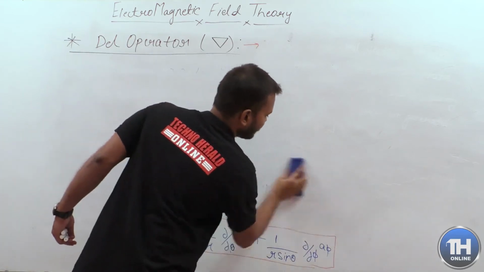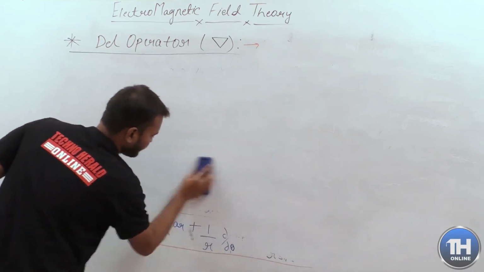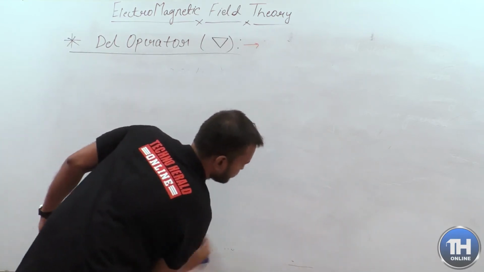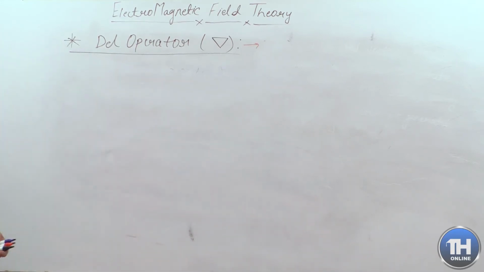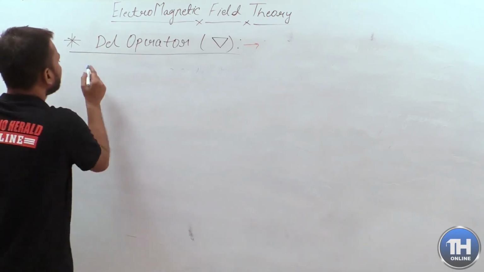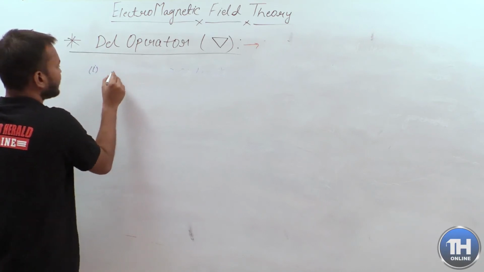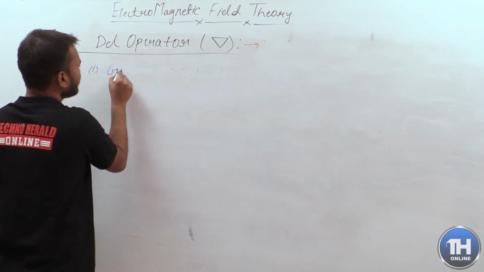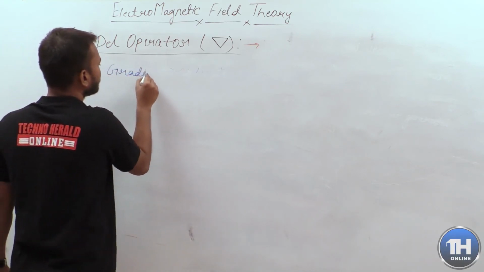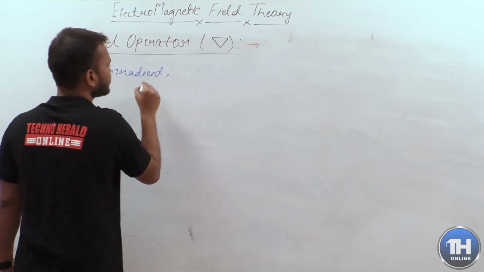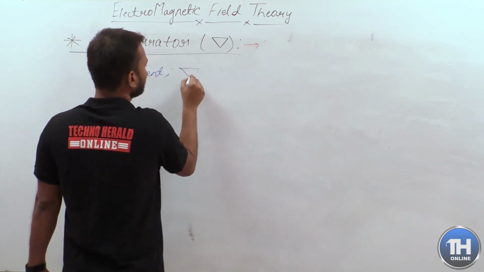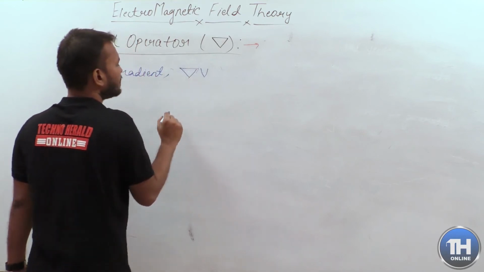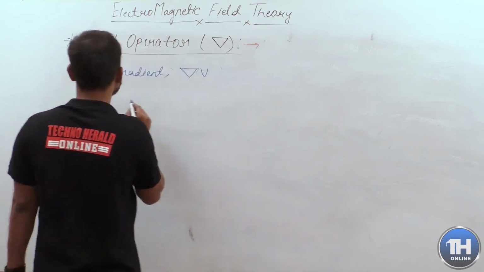तो हम इस डेल्टा ऑपरेटर को कहाँ यूज करेंगे? इसको हम ग्रेडियंट फाइंड करने के लिए यूज करेंगे. Gradient, which is denoted as delta V, where V is any scalar quantity.